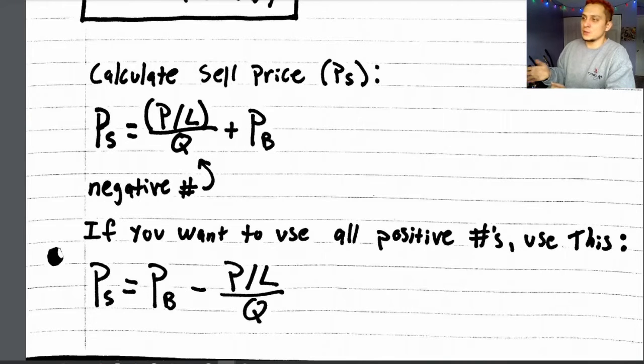And if you're not comfortable using negative numbers for this, you can use that bottom equation and just use all positive numbers. Dealing with negatives can be a bit tricky, so for those who are less comfortable with negative numbers, use that bottom equation there. P sub S equals P sub B minus P/L over Q.